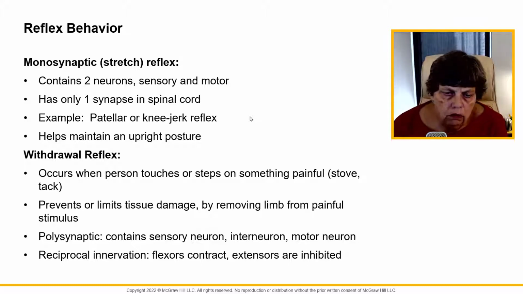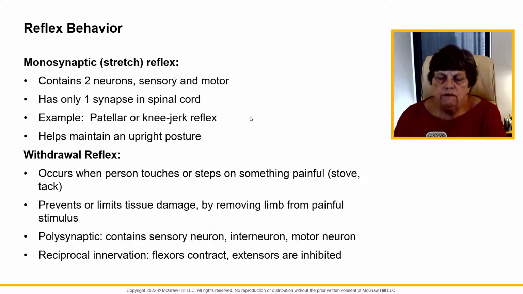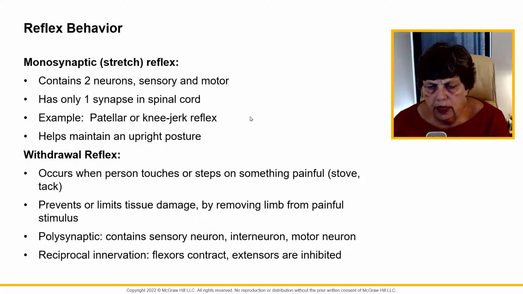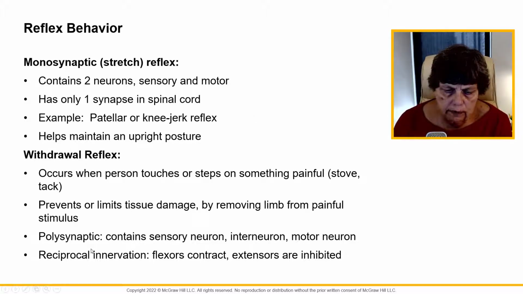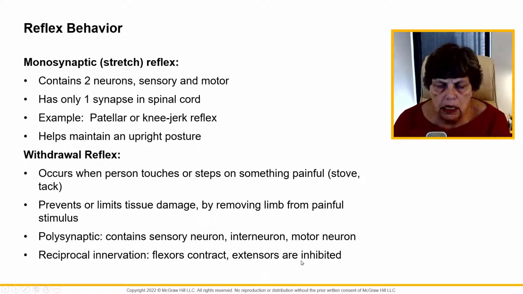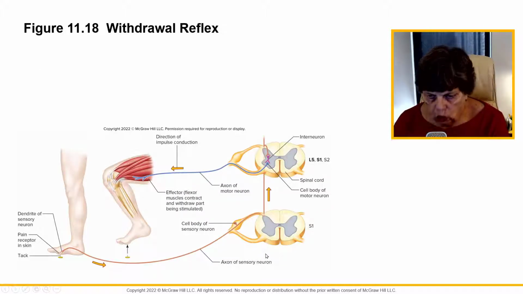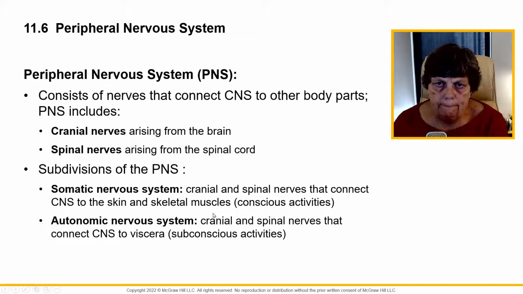You have a withdrawal reflex that I talked about when you touch something or step on something painful or something like that. This prevents tissue damage because you're moving very quickly away from that stimuli. That is a polysynaptic situation. And you have what's called reciprocal innervation. The flexors contract, the extensors are inhibited, and you're going to move quickly. So you can take a look at that.